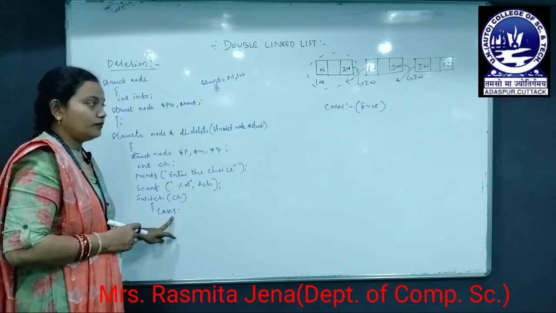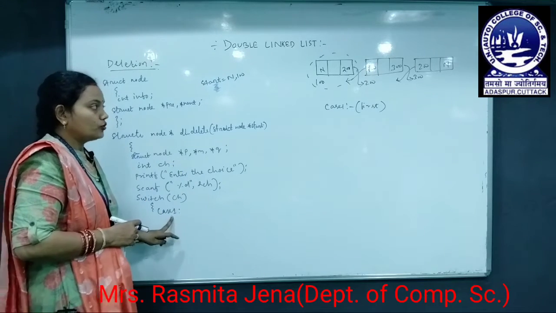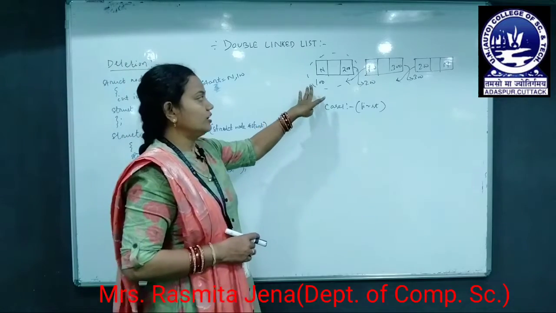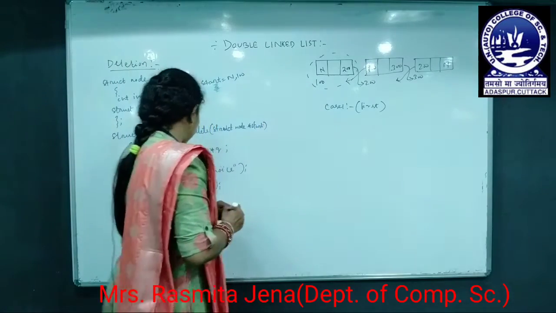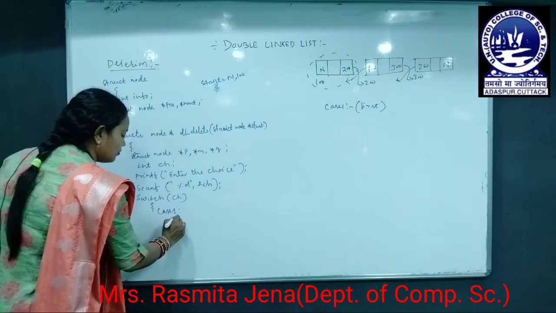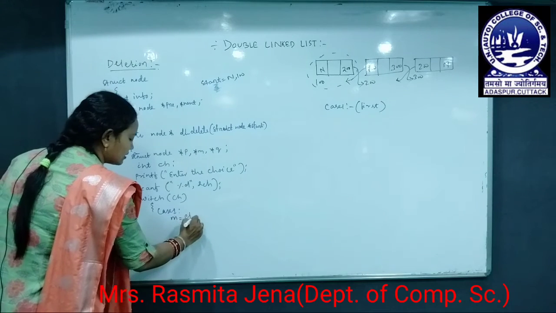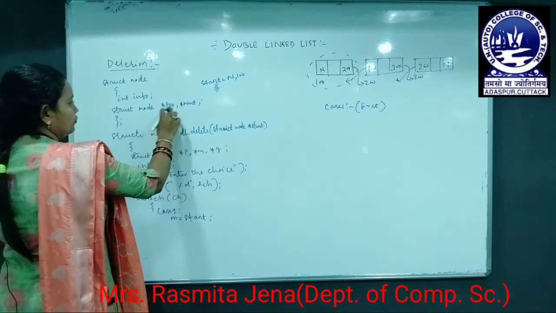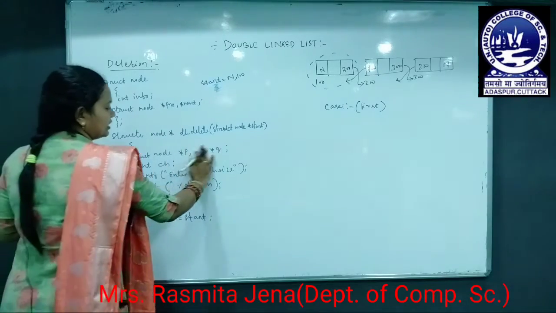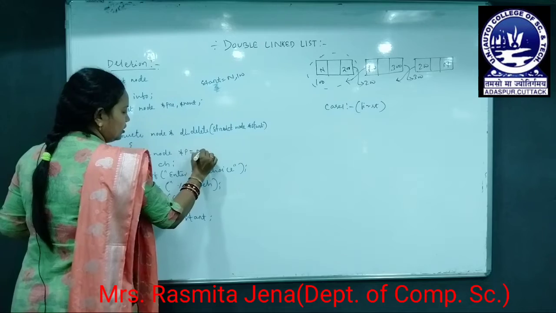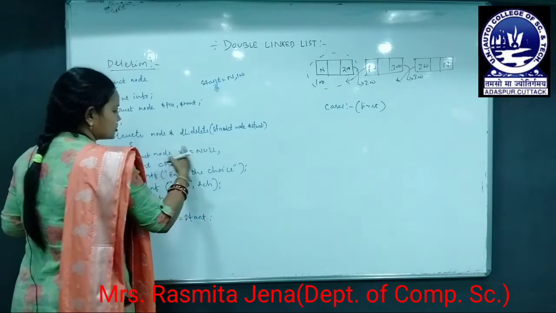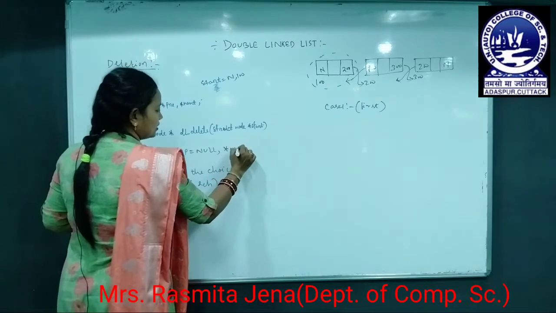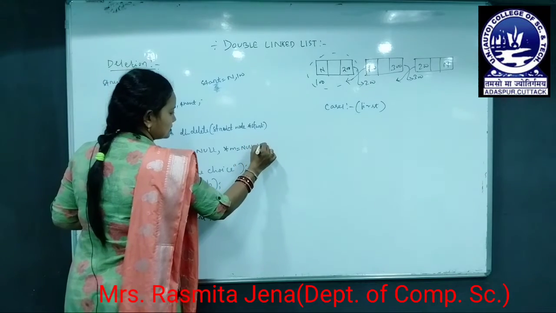In case 1, we will delete the first node. When we delete the first node from the list, first initialize m equals to start. We can see here the variables are there, here I am declaring them, and just initialize this variable, because initially the struct node pointer variables are null. So, declare this as null.